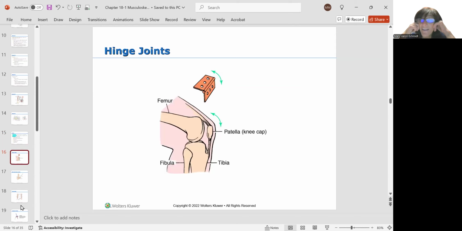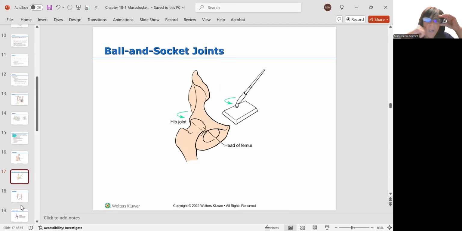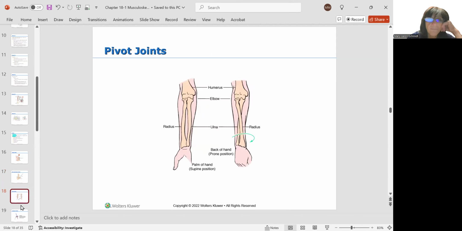So there's a hinge joint in the next slide. That's the femur, the tib and fib, and the patella. And it's like a hinge, right? Your knee is like a hinge on a door. Goes just that way. Ball and socket joints have the most ability for motion. The shoulder, like I said earlier, is the best. It can go all sorts of ways, okay? But the hip's also a ball and socket joint.